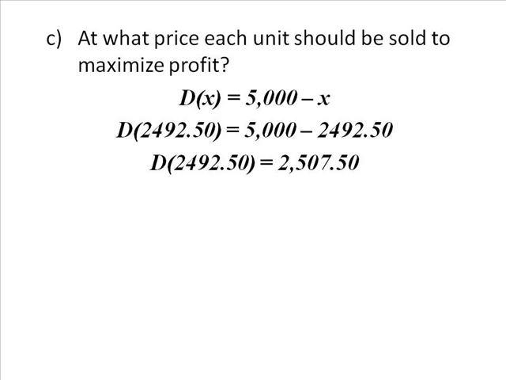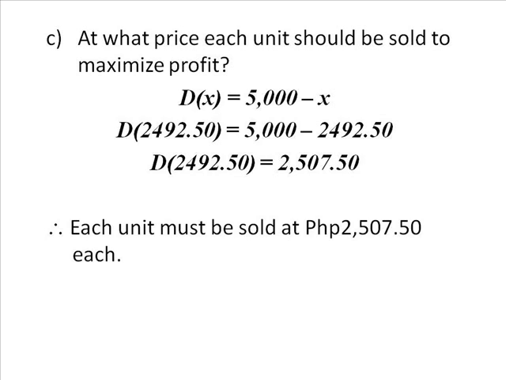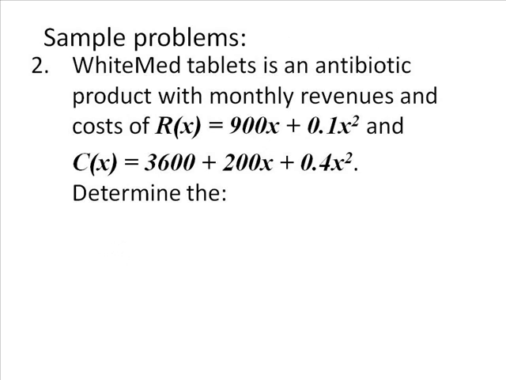Then, using the demand function, we solve for the unit price that will maximize profit. Each unit now must be sold at 2,507.50 cents each. And now for our final sample problem.